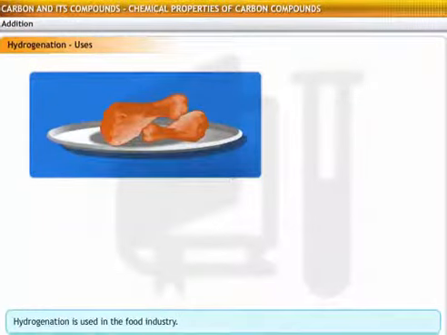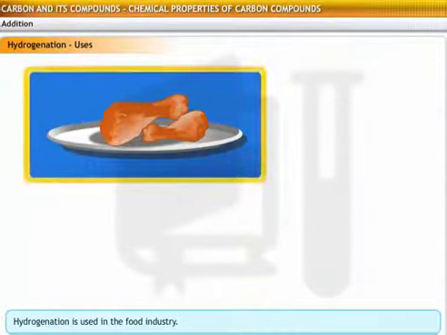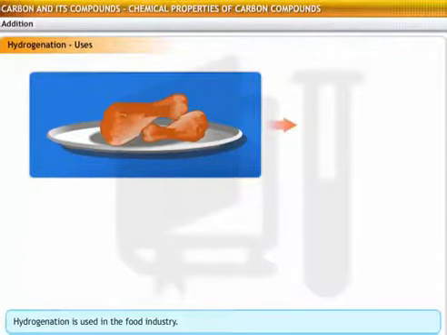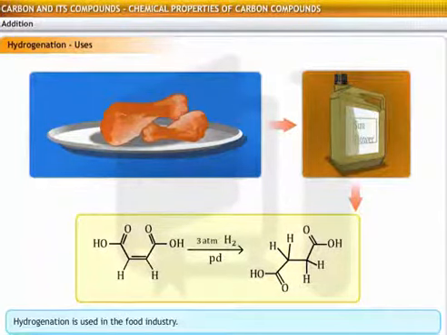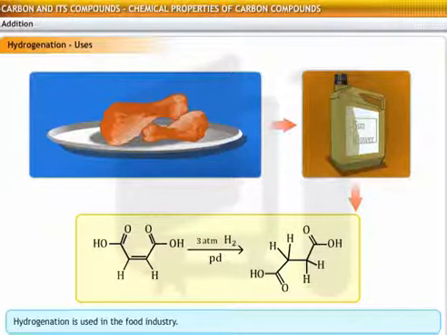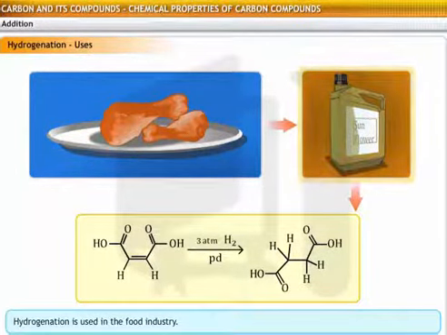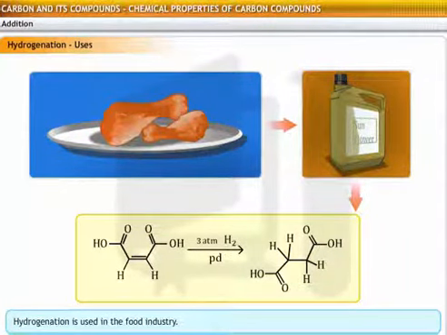A common application of hydrogenation is in the food industry. Vegetable oils that are unsaturated hydrocarbons are converted to saturated oils by the process of hydrogenation. However, in general, the process is not carried out to completion. This partially hydrogenated oil contains some amount of trans fats which are unsaturated and may lead to heart diseases.